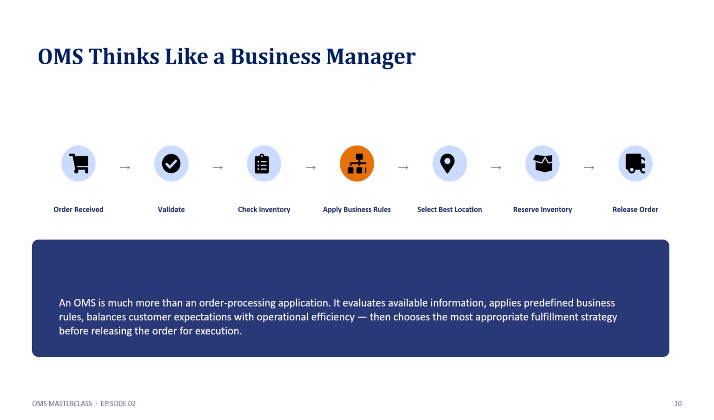Finally, the OMS releases the order to the Warehouse Management System or WMS, where warehouse operations such as picking, packing, and shipping begin. The OMS does not perform warehouse activities itself. Its responsibility is to make the right business decisions and ensure the order reaches the right warehouse with the right fulfillment strategy. That's why we say an OMS thinks like a business manager rather than just an order processing system.